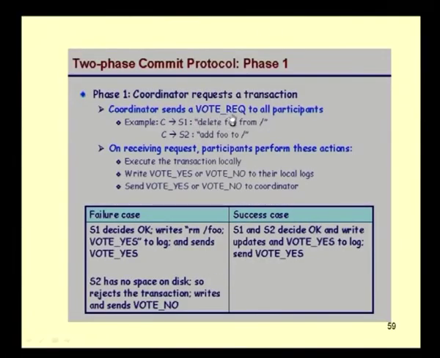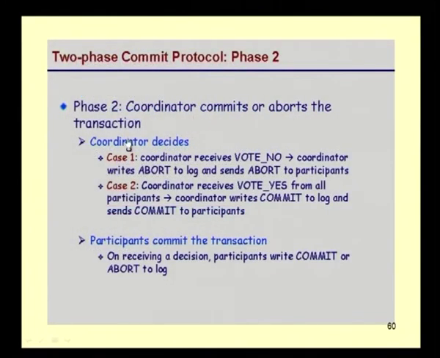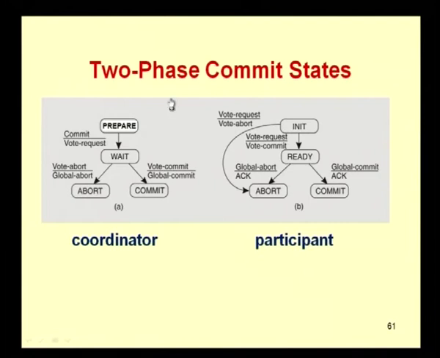The coordinator sends a vote request to all participants, and on receiving it, the participants execute the transaction locally, vote yes or vote no, and send the vote to the coordinator. In phase 2, the coordinator commits or aborts the transaction. The coordinator decides to abort or to commit, and the participants, on receiving that, commit or abort to the log. So, this is a two-phase commit.